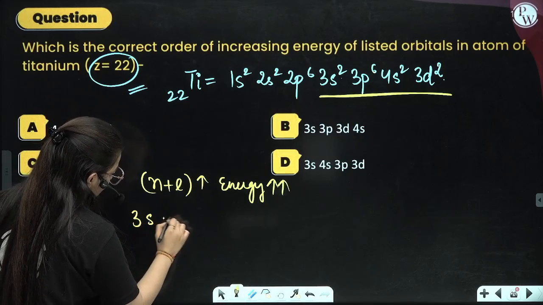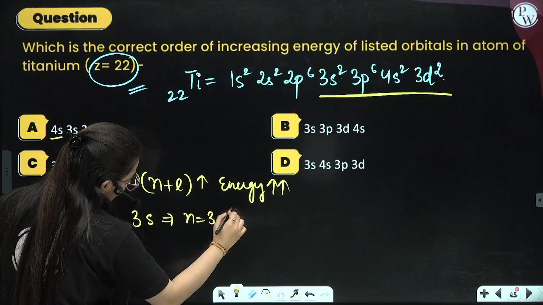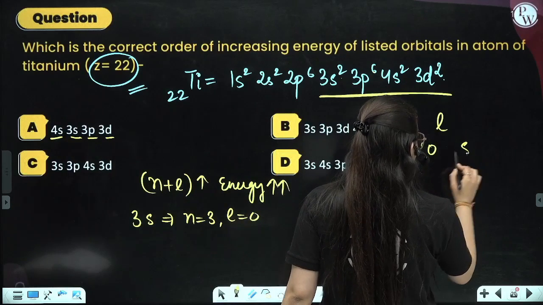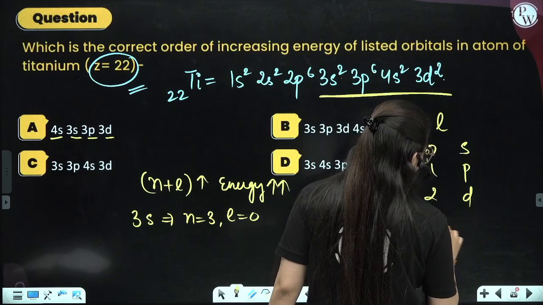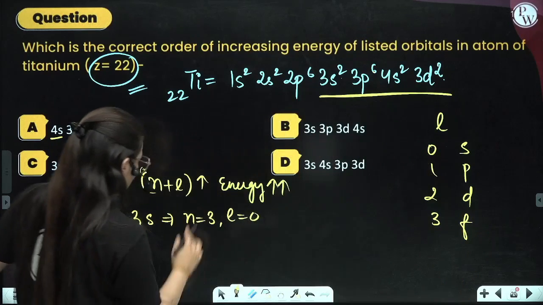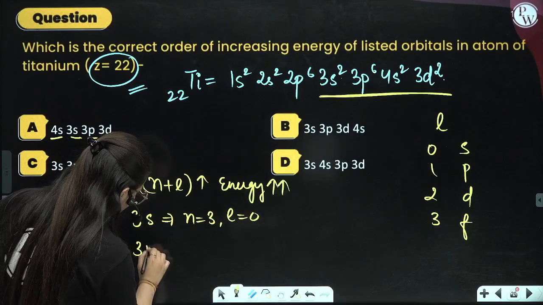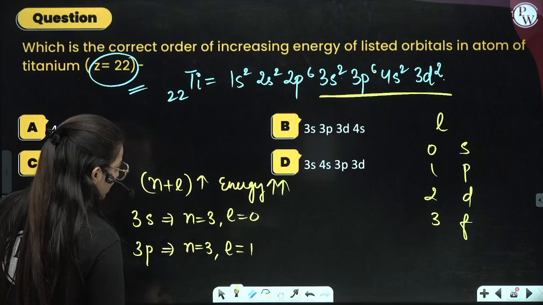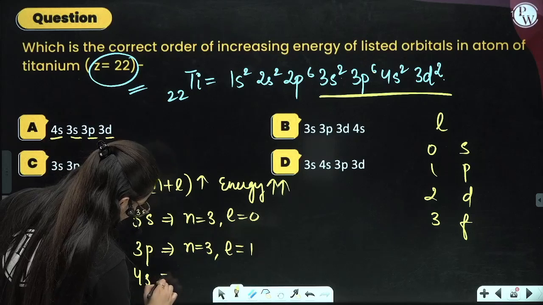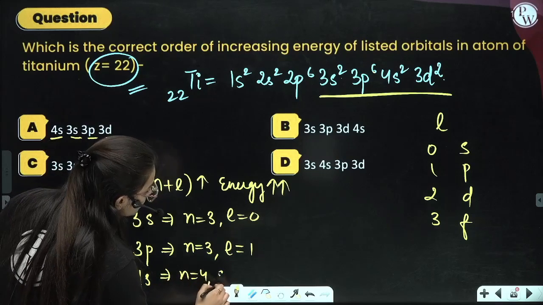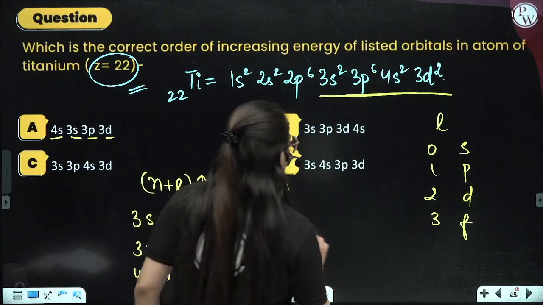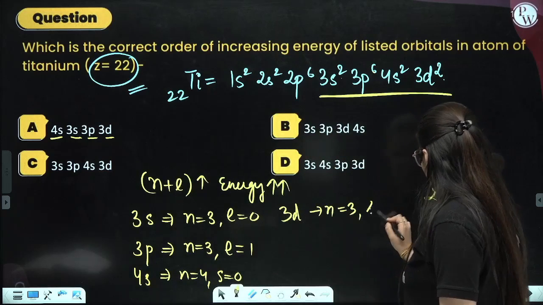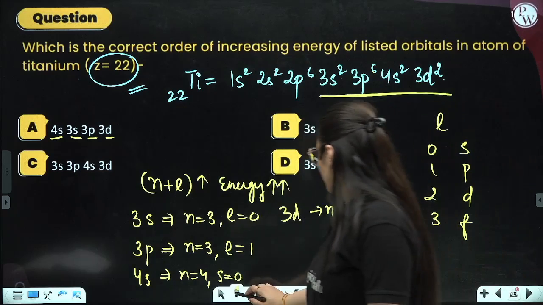If I talk about 3s, the n value over here is 3, the l value over here is 0. Again, I am writing over here: l is 0 for s, 1 for p, 2 for d and 3 for f, right? So for the next case we have 3p. The n value is 3 over here and the l value for p is 1. Then we have 4s. The n value is 4 over here, the l value is 0. Then we have 3d. The n value is 3 over here, the l value is 2 over here, right? So now we are going to see the n plus l value.